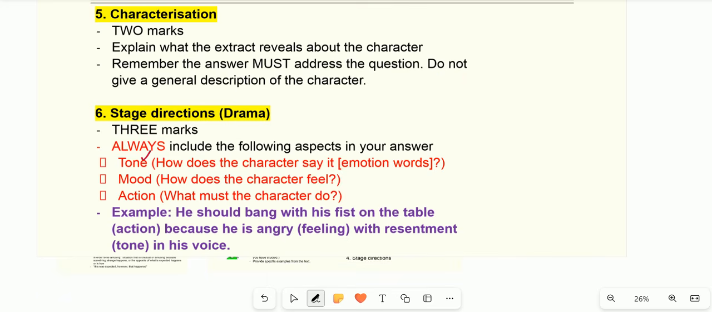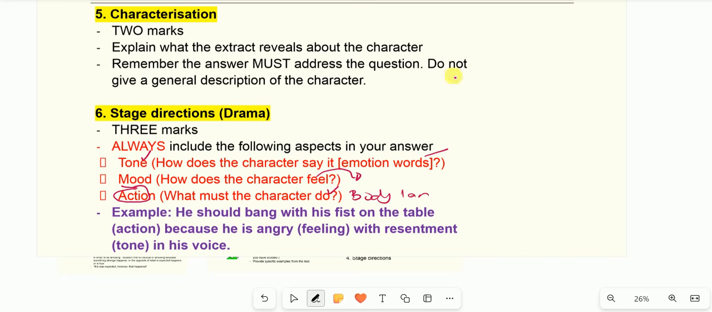Make sure that your answer must have tone. How does the character say it? Emotion words. Is it harshly, softly, to speak softly, to speak with a low voice, to speak with a high-pitched voice? And then the mood. How does the character feel? Is the character angry? Is the character happy? And then ultimately you have to come up with what? Action. What must the character do?